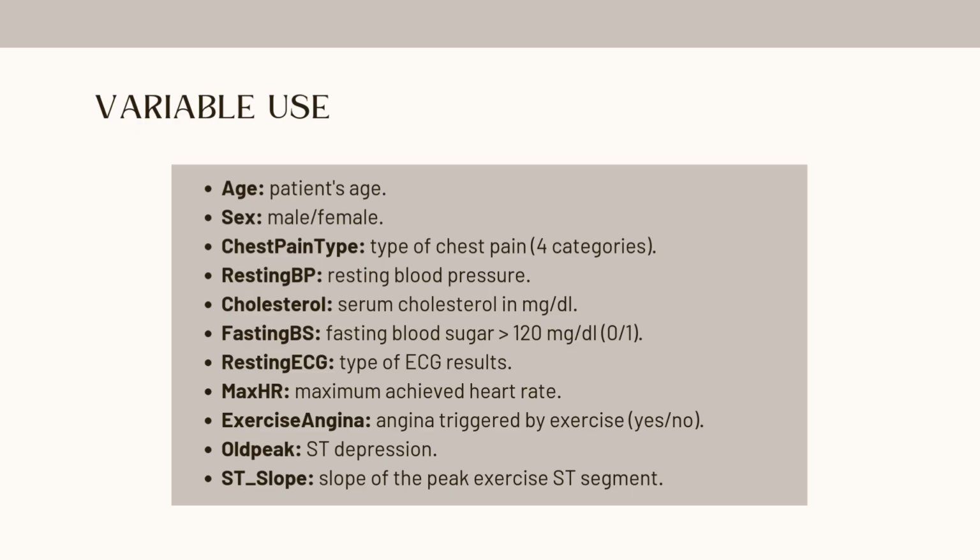So here you can see some of the main variables used in the model. For example, chest pain type, resting BP, cholesterol, max HR, exercise angina, and ST slope. These clinical measurements are the inputs that the decision tree will use to separate patients into disease or no disease.